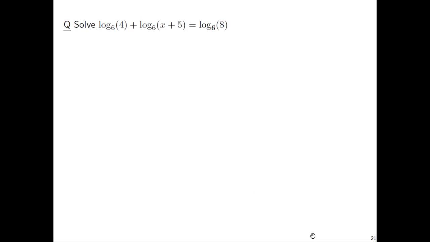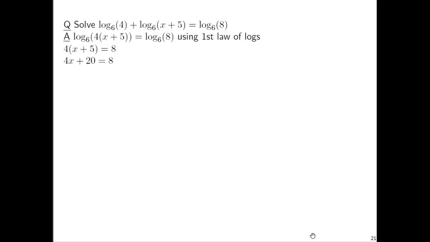Let's do another example. Log base 6 of 4 plus log base 6 of x plus 5 equals log base 6 of 8. So using the first law of logs, we can rewrite the left side. Log base 6 of 4 times quantity x plus 5 equals, the right side stays the same, log base 6 of 8. Now that there's a single log on each side of the same base, we can set the inputs equal. So 4 times quantity x plus 5 equals 8.